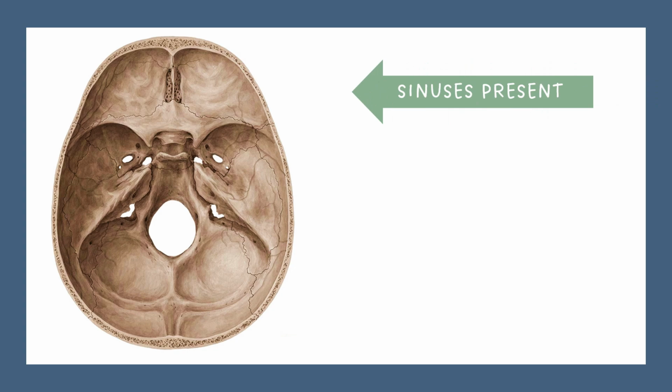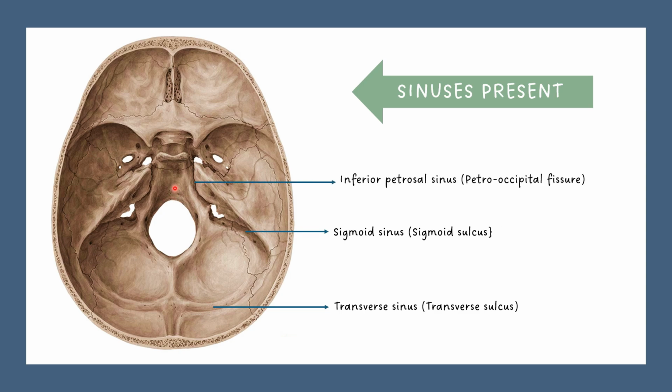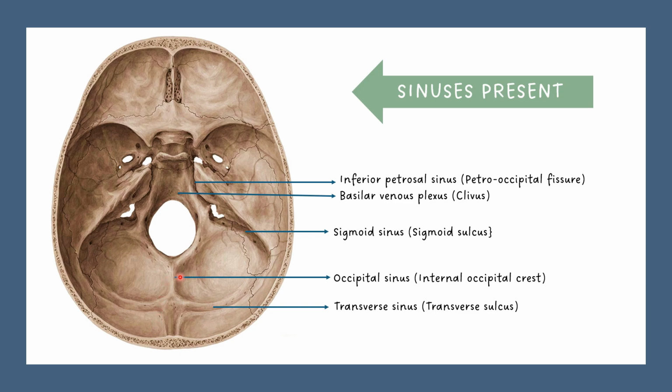The dural venous sinuses present in the posterior cranial fossa are the transverse sinus in the transverse sulcus, the sigmoid sinus in the sigmoid sulcus, the inferior petrosal sinus along the petro-occipital fissure, the basilar venous plexus on the clivus, and the occipital sinus at the internal occipital crest, which is lodged within the falx cerebelli.